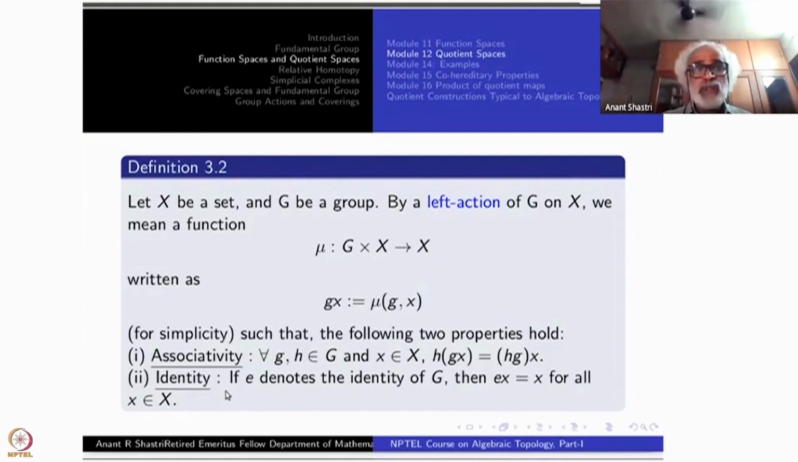That's all. Once a map mu like this satisfies these two, we will call it an action. Because we are writing it on the left side and this composition etc. is defined from the left side, we are calling it a left action. Exactly the same way you could have defined a right action also. I will not bother to define that here. It's just straightforward.